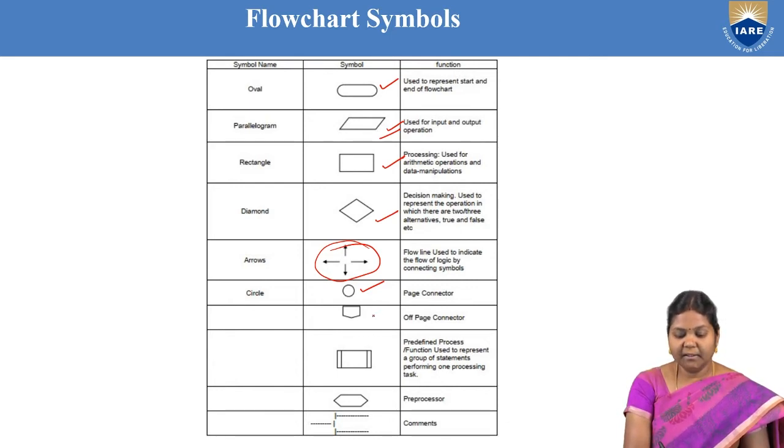Then followed by the off page connector, you can use this. If you want to write a function or a predefined process, you can use this symbol. For a preprocessor, you can use this symbol, and for comments, you can use this symbol. So there are a number of symbols available, and using these symbols, you need to write a flowchart.